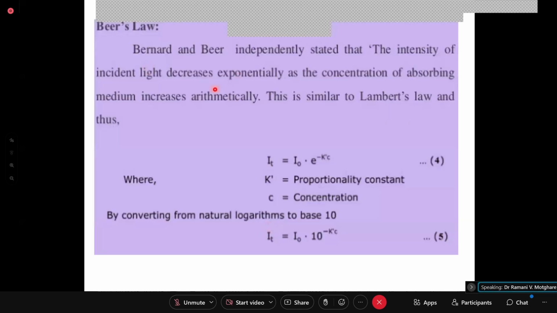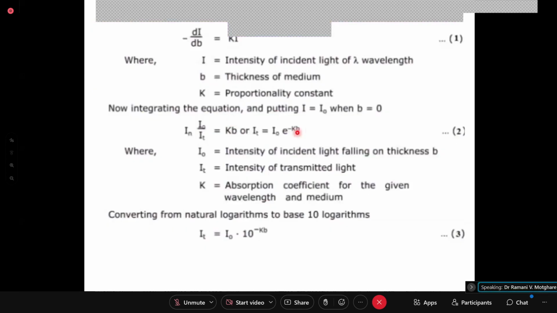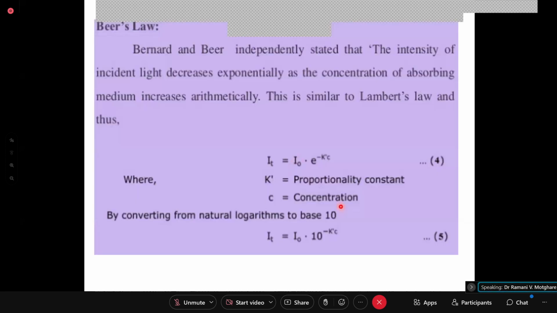So when it was Lambert, it was the thickness, and Beer said that with increase in the concentration, intensity of transmitted light decreases exponentially. So instead of thickness, now there was the term C. So IT is equal to I0 exponential minus K prime C. C is the concentration, and K prime is the proportionality constant. If you merge these two constants K and K prime together, IT is the intensity of transmitted light and I0 is the intensity of incident light.